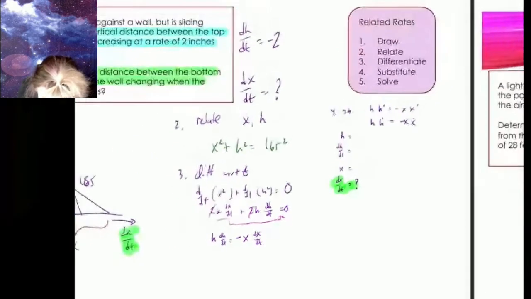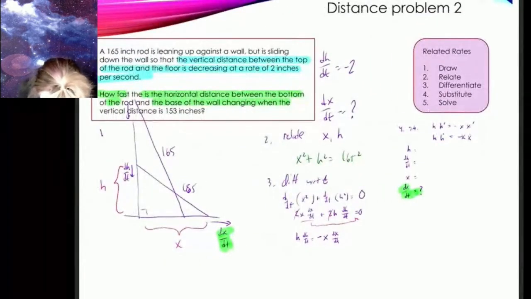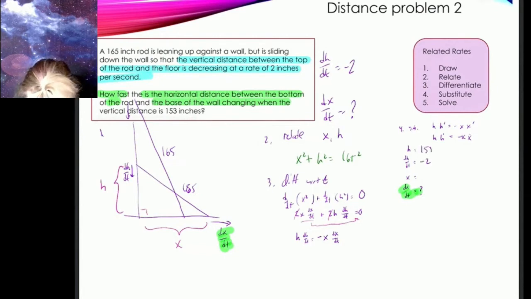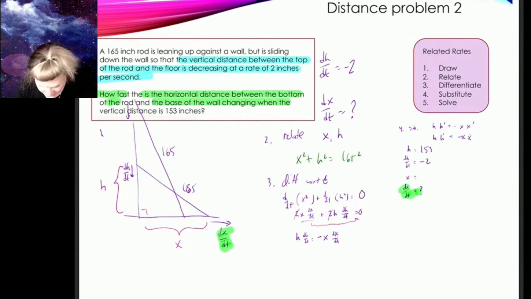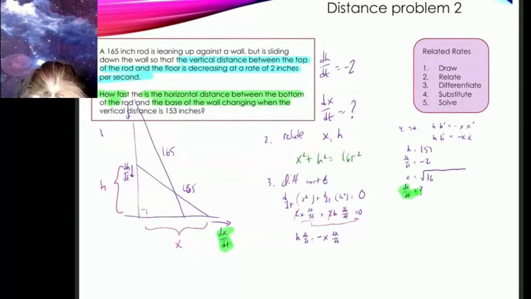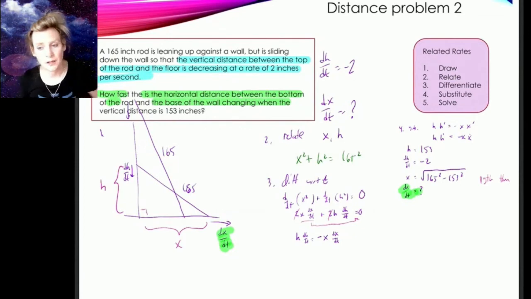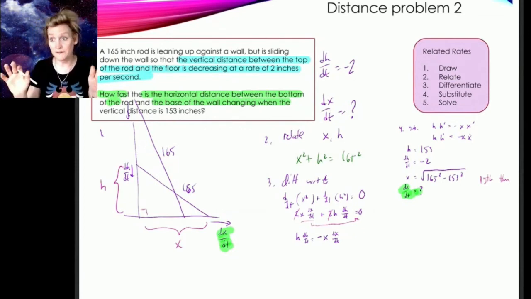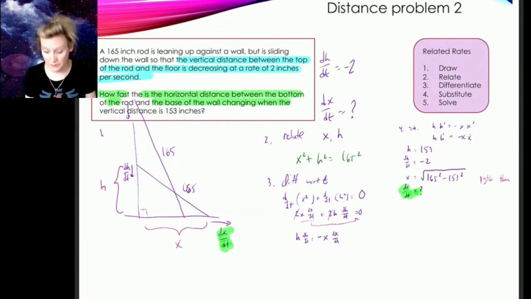For the rest, we have to go back to the statement of the problem. It says the vertical distance is 153, so h is 153, dh/dt is -2, so then x, how am I going to get x? We're going to use our friend the Pythagorean theorem once again. And so x is going to be the square root of 165 squared minus 153 squared by the Pythagorean theorem. So I know everything but one value, right?